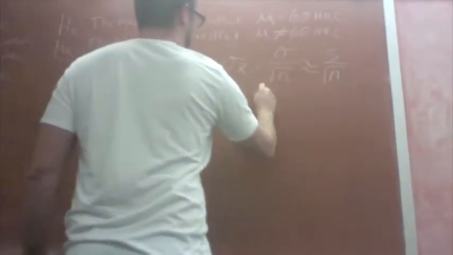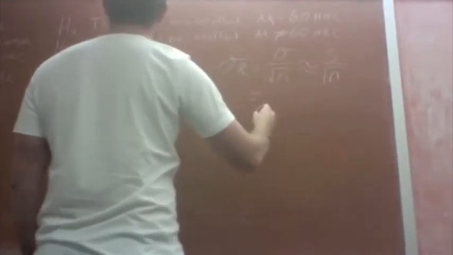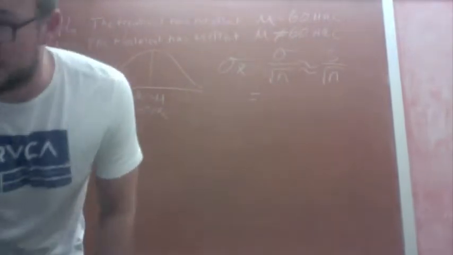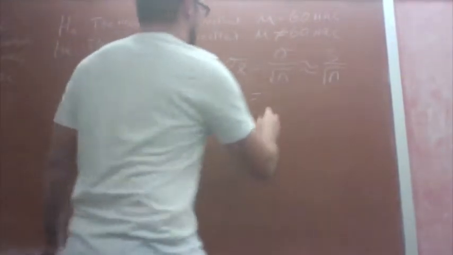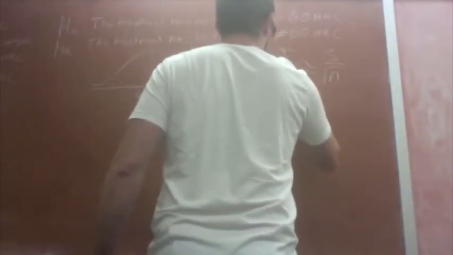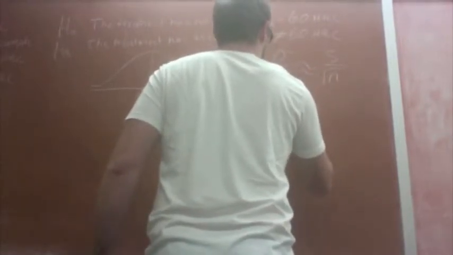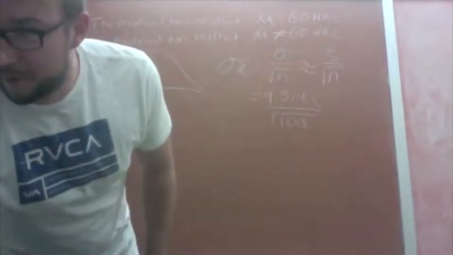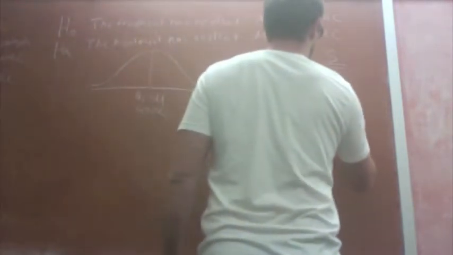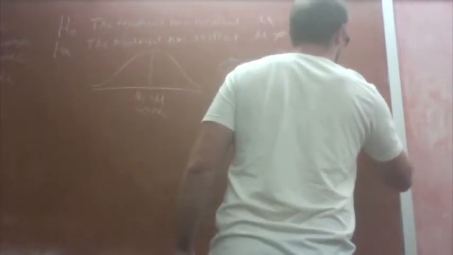After we add this in, we have, for our S value, 9.5 HRC all over the square root of 100 samples. This value that we're going to have in here comes out to 0.95. And this is the deviation that we have just of the sample.